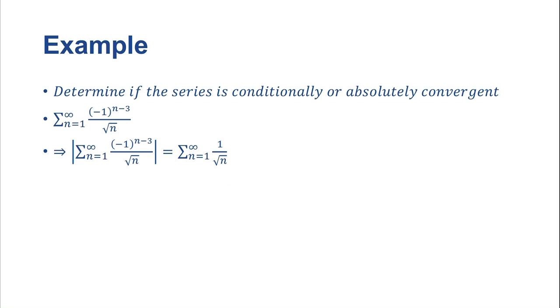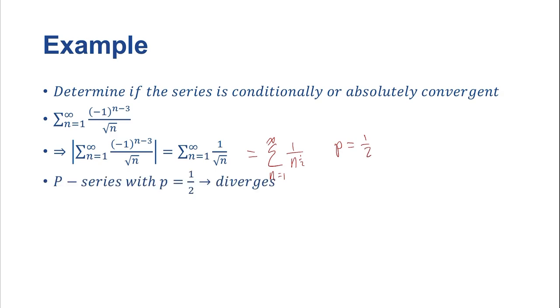So now we can see that this is another p-series, but in this case, we can rewrite this as the sum from n equals 1 to infinity of 1 over n to the 1/2. So we have a p-series with p equals 1/2. That means that it diverges, because if you recall, a p-series only converges when p is greater than 1. So thus, we're going to need to look at a different strategy.